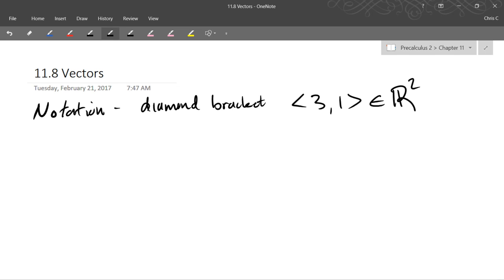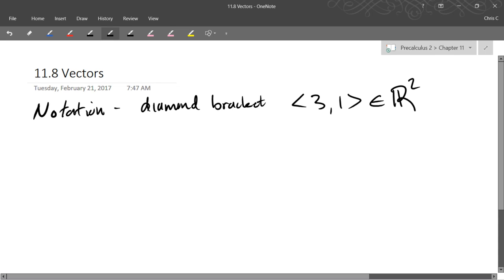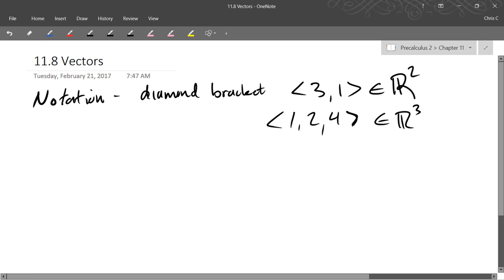So we saw that before. And three-dimensional, that is an element of three-dimensional space. So that's what we call diamond bracket. And there's IJK notation.